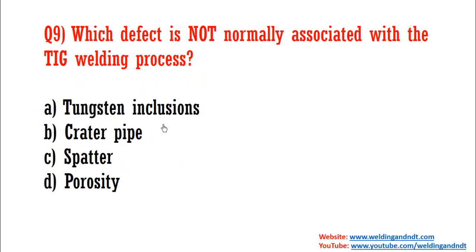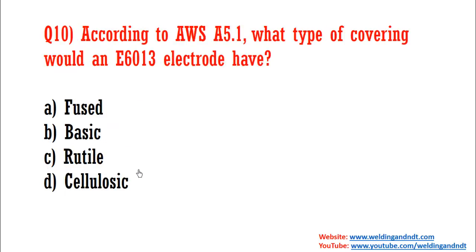Now question number 9, which defect is not normally associated with the TIG welding process? While explaining the TIG welding process in the CSWIP video lecture series I had explained this, hence no need to explain further. The answer is C. In TIG welding, spatter is less likely to occur.